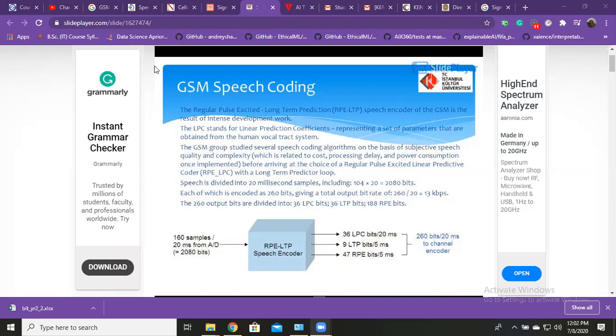Speech is divided into 20 millisecond samples, including 104 times 20 equals 2080 bits, each of which is encoded as 260 bits, giving a total output bit rate of 260 over 20 equals 13 kilobits per second. The 260 output bits are divided into 36 LPC bits, 36 LTP bits, and 188 RPE bits.